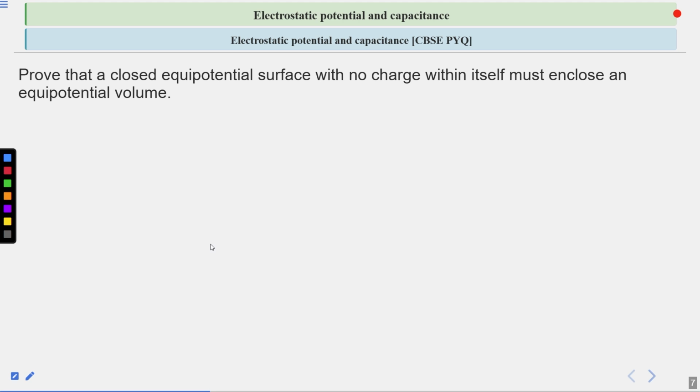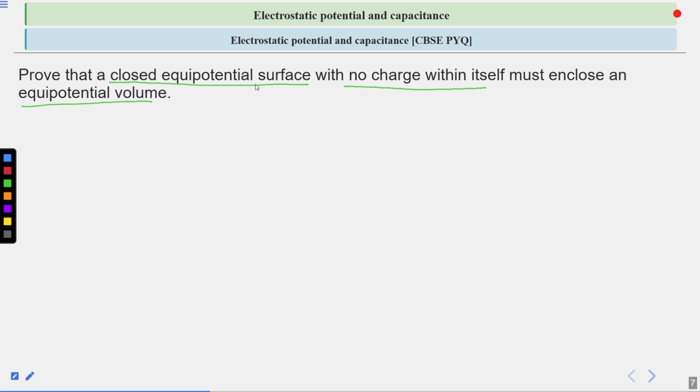Next question. Prove that a closed equipotential surface with no charge within itself must enclose an equipotential volume. So what this question means is: prove that a closed equipotential surface, like a sphere or any other closed shape, having no charge within itself, must enclose an equipotential volume.